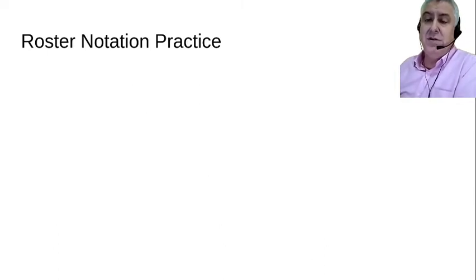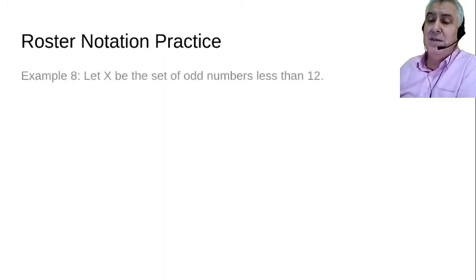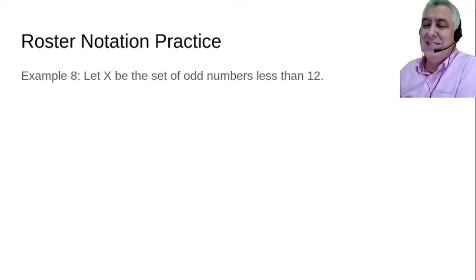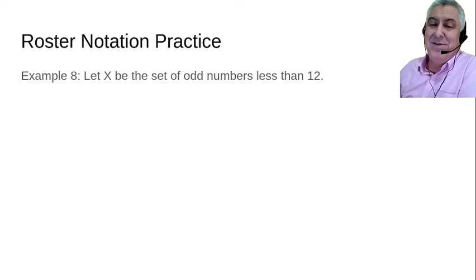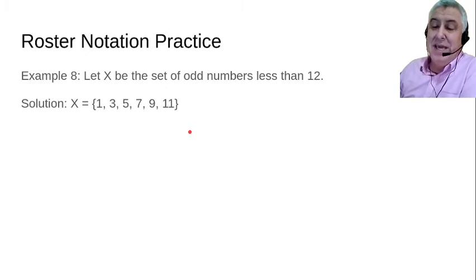So here's your actual practice question. This one counts. Try to get it right. Let X be the set of odd numbers less than 12. Oh, I'm sorry, this one doesn't count yet. Wait a minute. So let X be the set of odd numbers less than 12. Go ahead and try with your notation, with your note. Okay, X is 1, 3, 5, 7, 9, 11 because it's less than 12 and it's odd numbers. But again, if you put them in a different order, it doesn't matter.